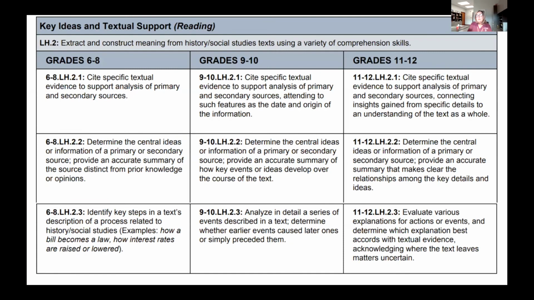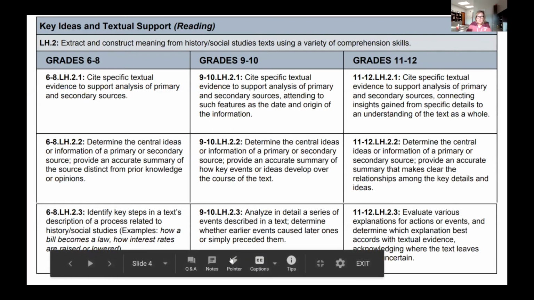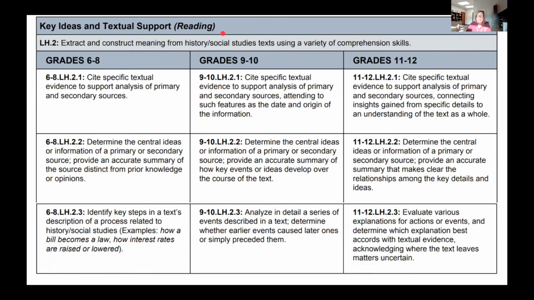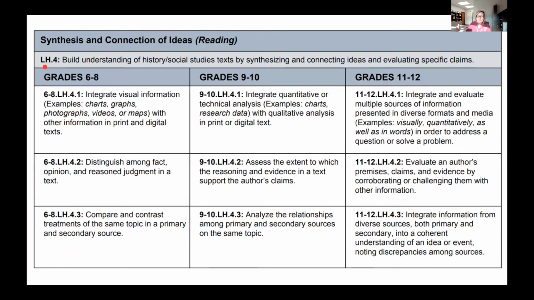And here's some examples. So when you think about this key ideas and textual support, and it even says reading for you. I'm going to turn my pointer on. It even talks about how this is a reading piece, but keep in mind this is a history social studies standard, even though it says reading up there. So if you look at grades 6 through 8, 4.1 integrate visual information, and it gives you examples, charts, graphs, photographs, videos, and maps, which I think you probably do. But integrate those with print and digital text.